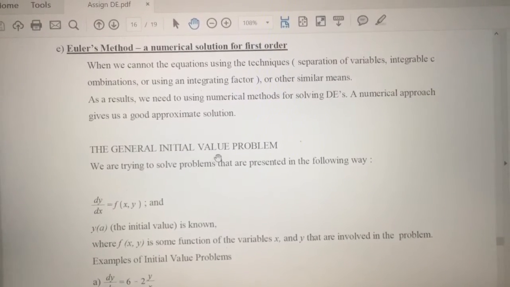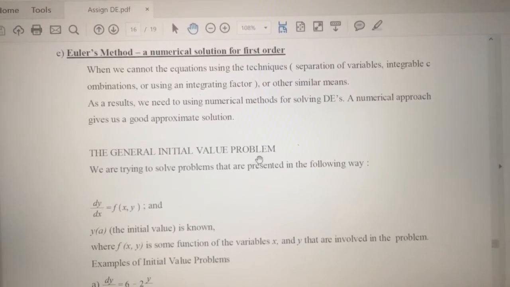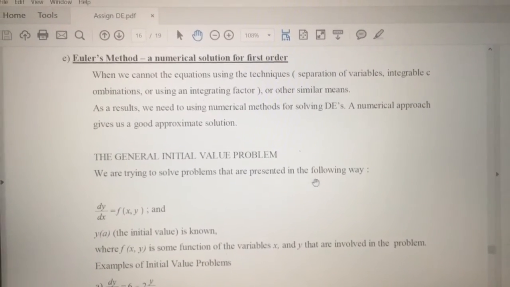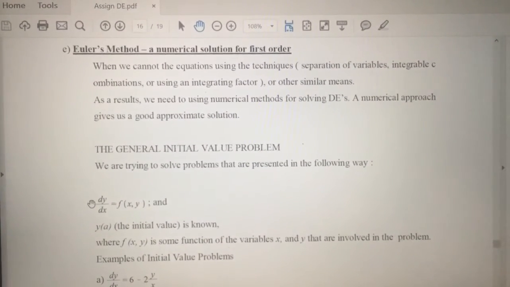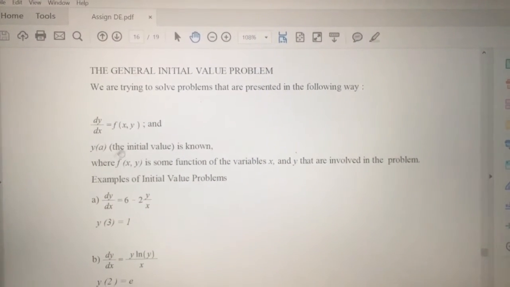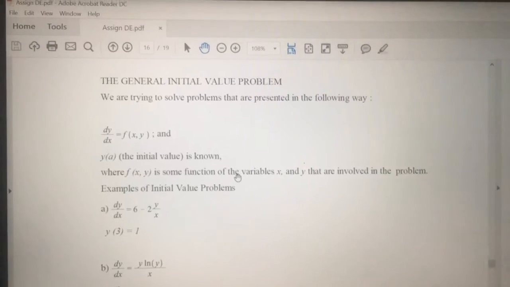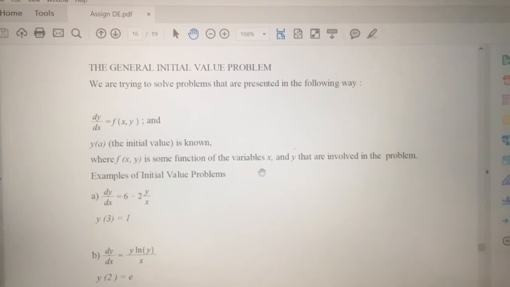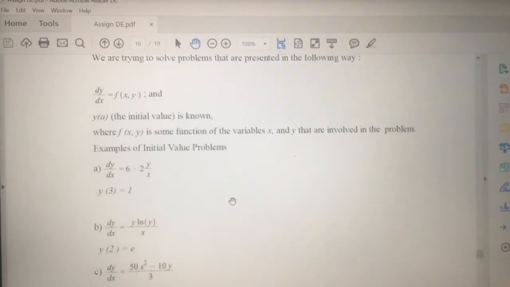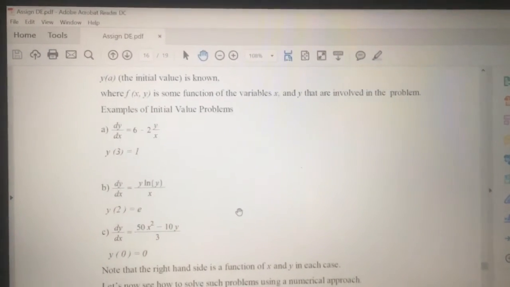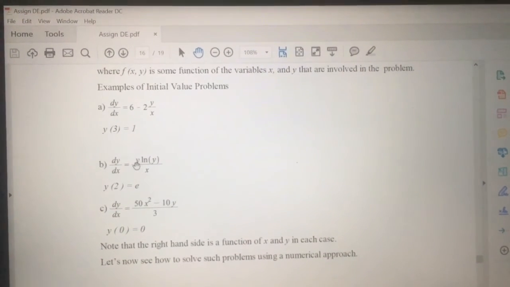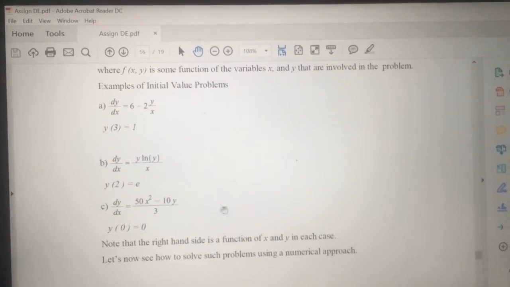The general initial value problem, which is IVP, we are trying to solve problems that are presented in the following way: dy over dx equal to f(x,y) and y(x0), the initial value, is known, where f(x,y) is some function of variables x and y that are involved in the problem, and this is our example of the IVP. And note that the right hand side is a function of x and y in each case.